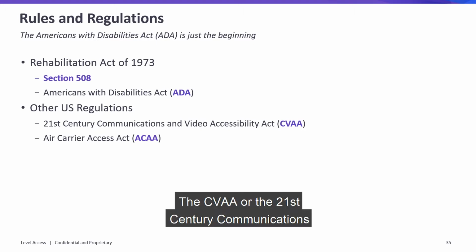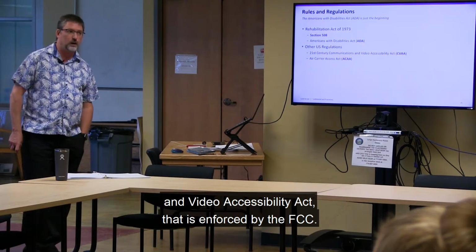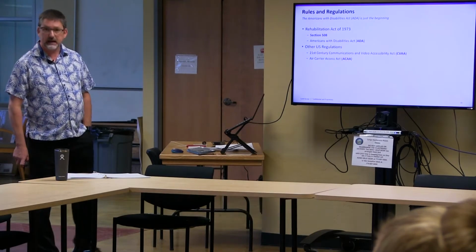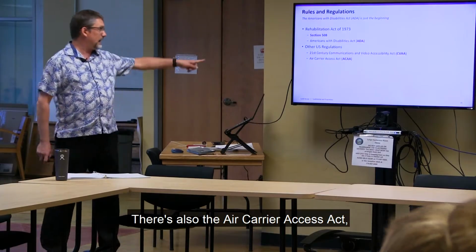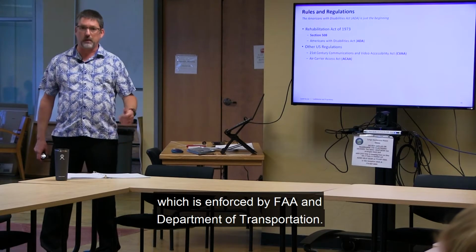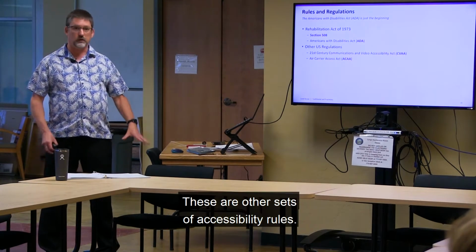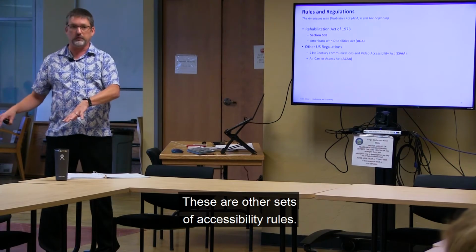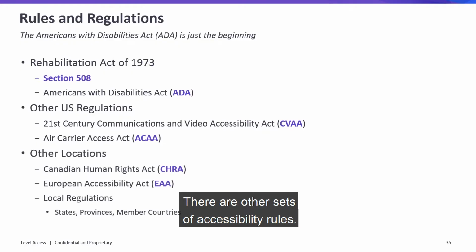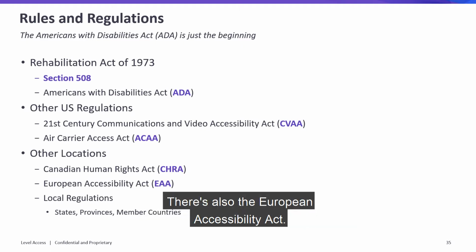The CVAA, or the 21st Century Communications and Video Accessibility Act, that is enforced by the FCC. There's also the Air Carrier Access Act, which is enforced by FAA and the Department of Transportation. These are other sets of accessibility rules. There's the Canadian Human Rights Act. There's also the European Accessibility Act.